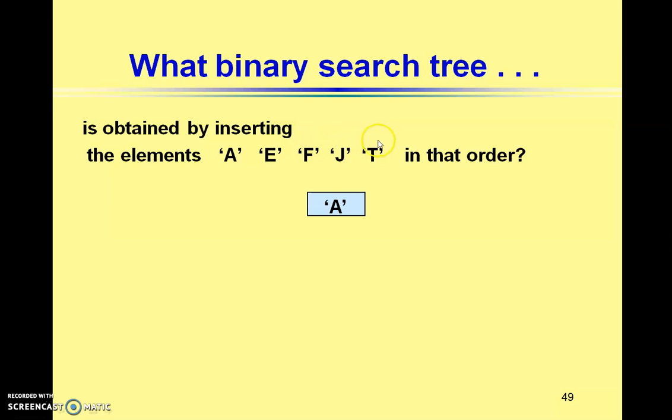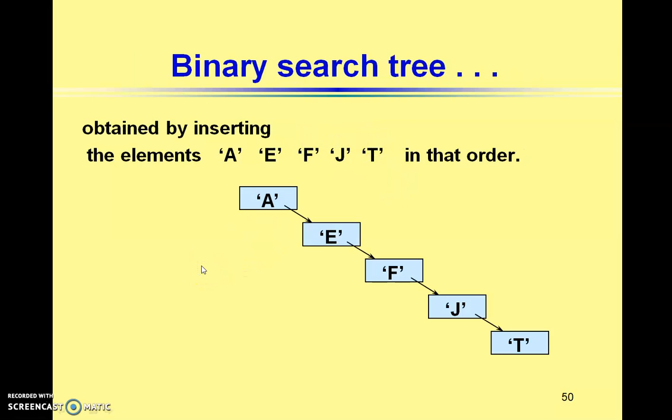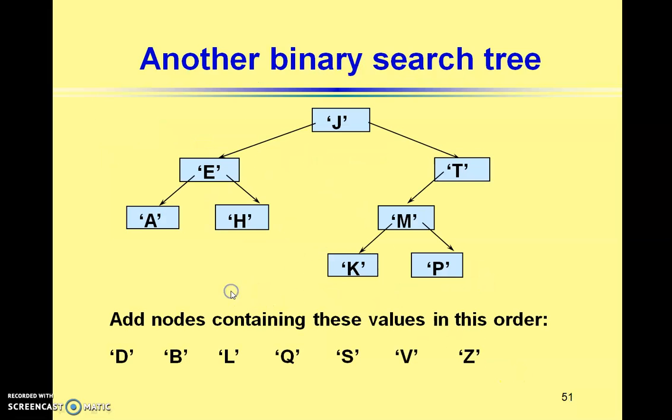How about E, A, F, J, T? So E is to the right of A, F is to the right of E, J, so this tree is not really as nice because it's just really a list. Another binary search tree, okay.